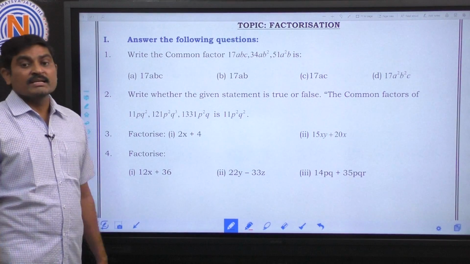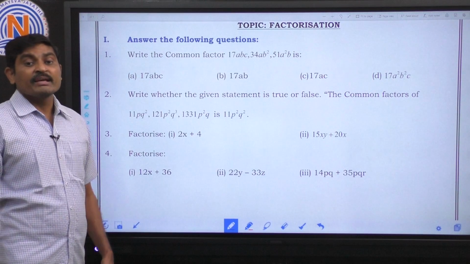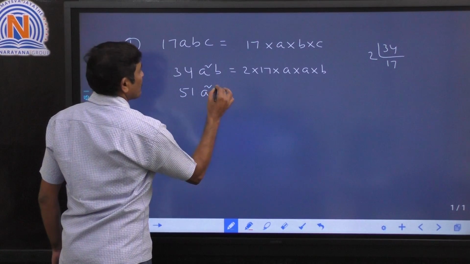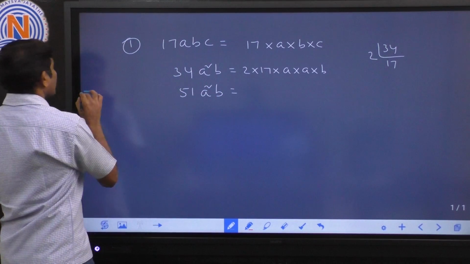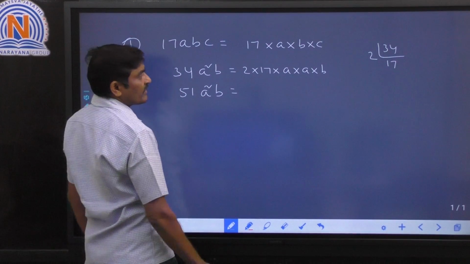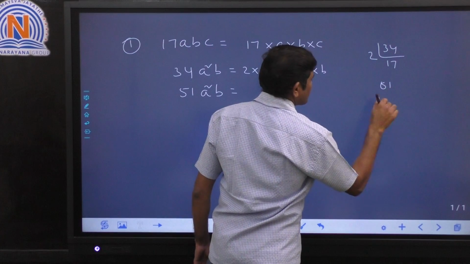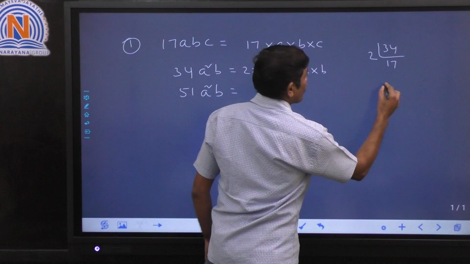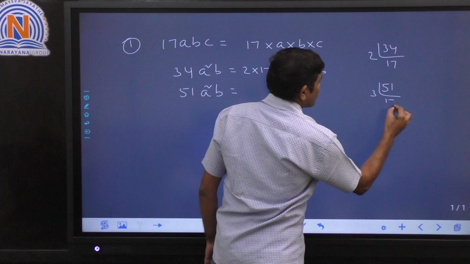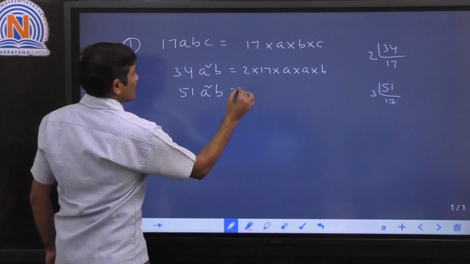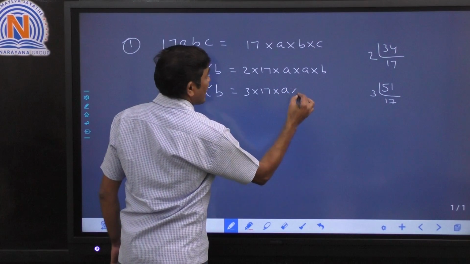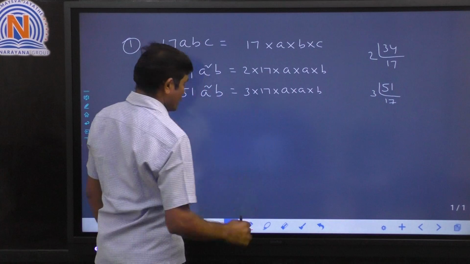Now the third term is 51a square b. Here 51 prime factorization is 3 into 17. So 3 into 17 into, a square can be split into a into a, into b.